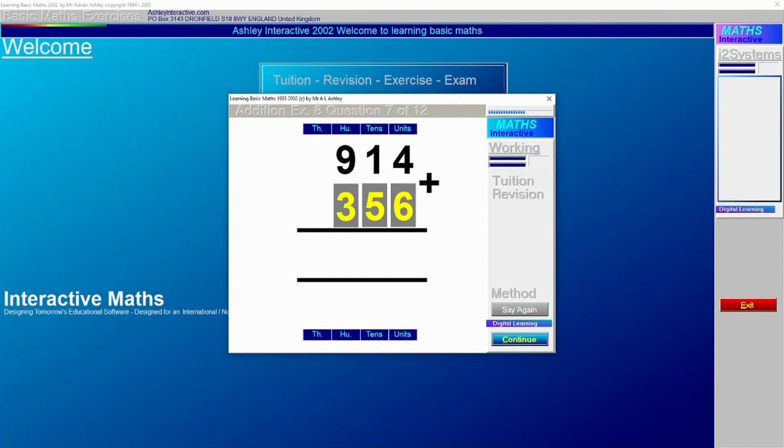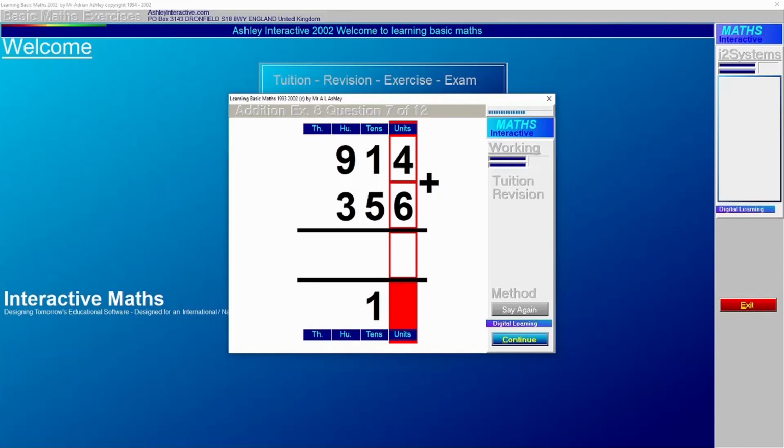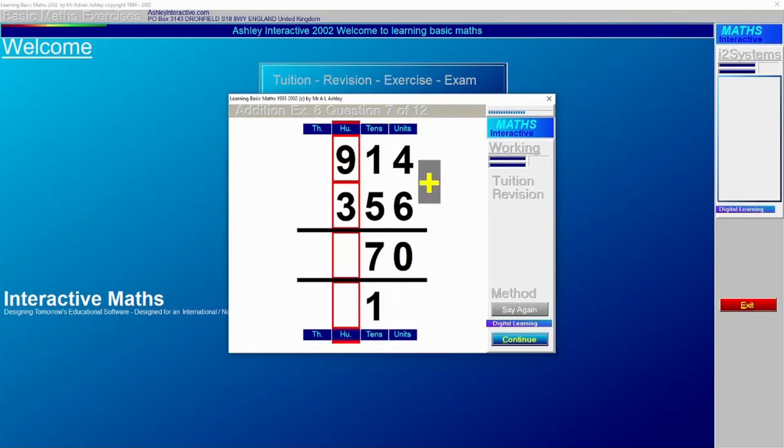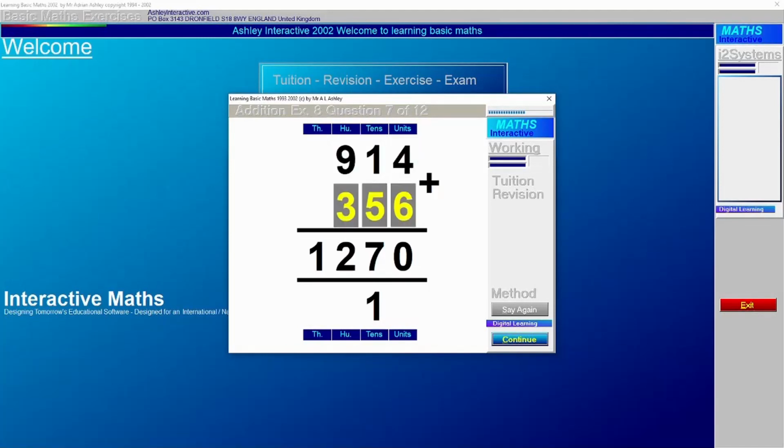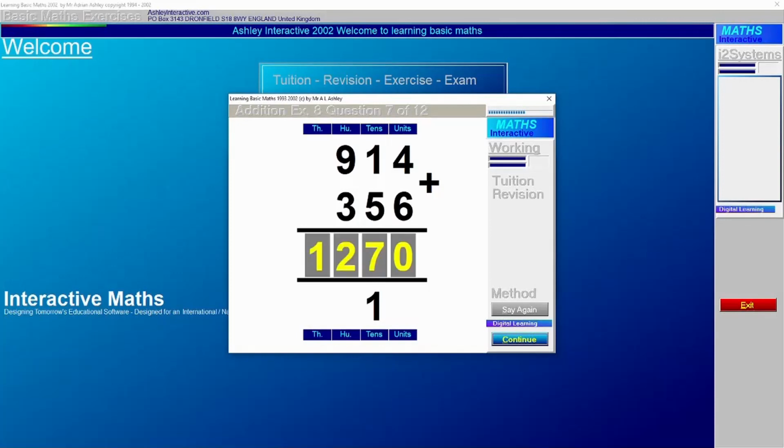914 add 356. Adding up the units column. 4 add 6 is equal to 10. 1 carried to the tens column. 0 adding up the tens column. 1 add 5 add 1 is equal to 7. 9 add 3 is equal to 12. 1 carry 2. 914 add 356 is equal to 1,270.